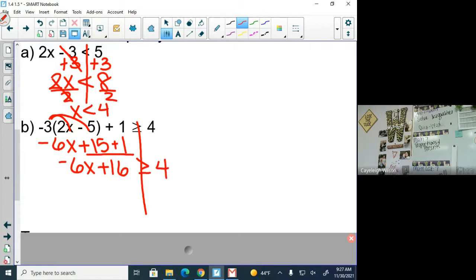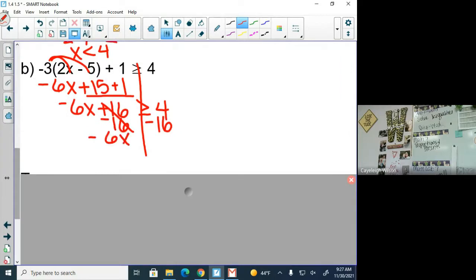And then it's just a 2-step again. So Ryan, what should I do next? Subtract the 16. And that's going to isolate that negative 6x. So 16 minus 16 is gone. So that's negative 6x is greater than or equal to negative 12. And not yet. What do I do now? Divide by negative 6.